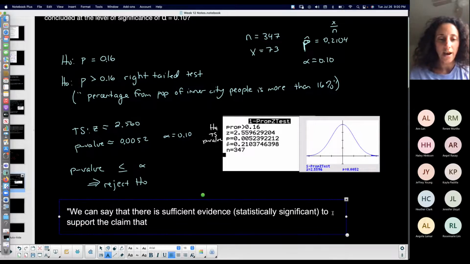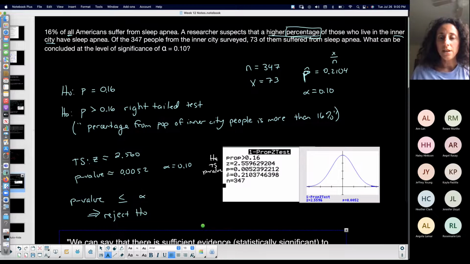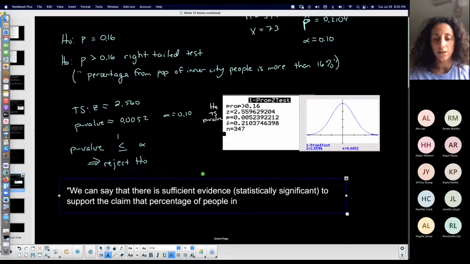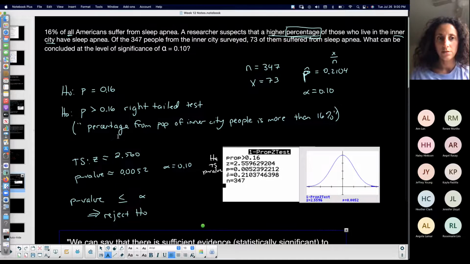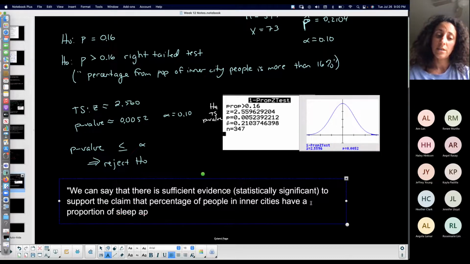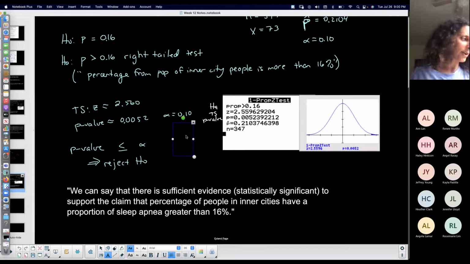to support the claim that the percentage, see, this is me wording it, of people in inner cities have a proportion of sleep apnea greater than 16%, which is kind of what she said, but I can't remember exactly what she said, but that's kind of what she said, right?